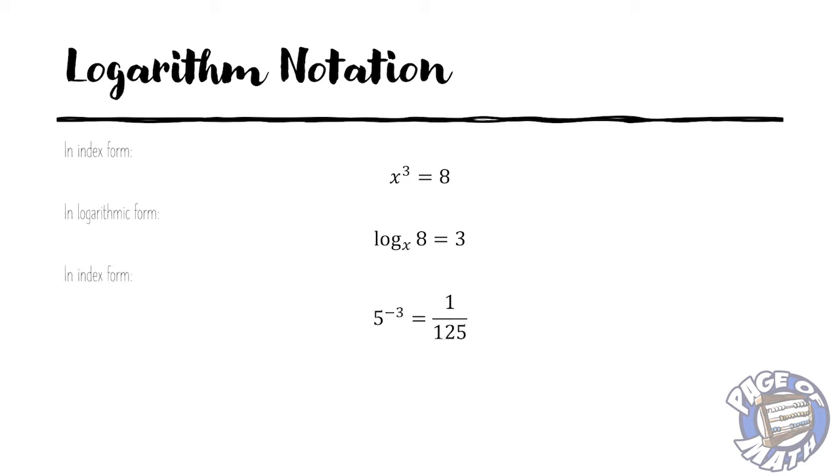Now we have in index form that 5 raised to the negative third power is equal to 1 on 125. We know that negative 3 will appear on the right side of the equal sign because this is what our logarithm is. But the logarithm of what? It is the logarithm of 1 over 125 with a base of 5.